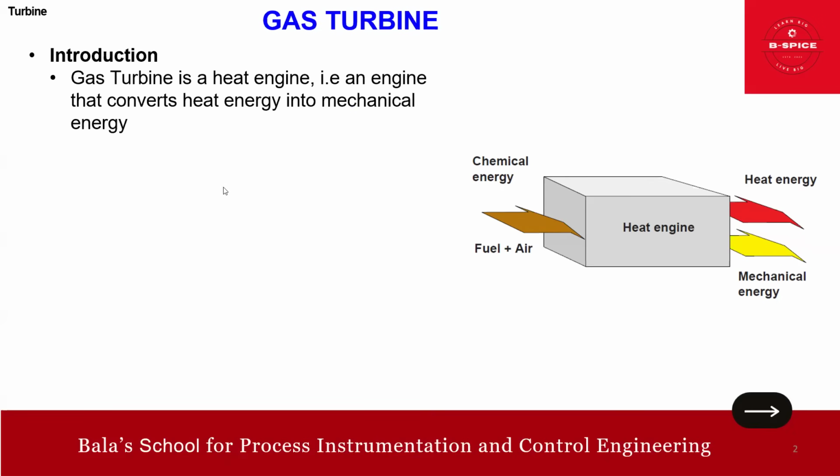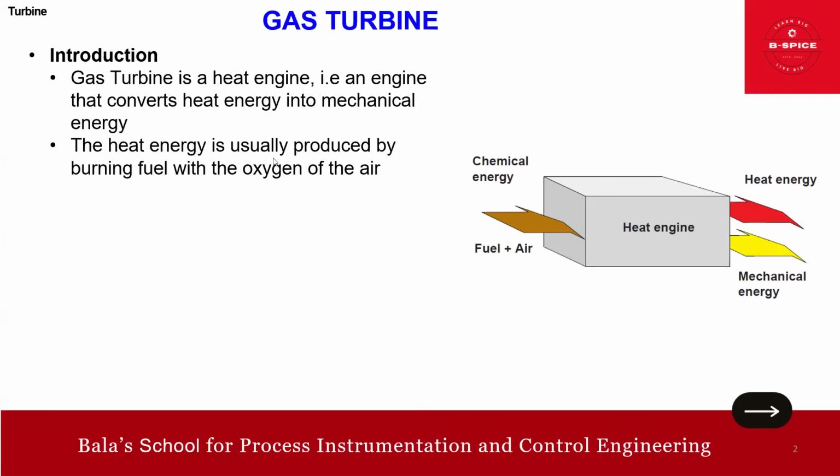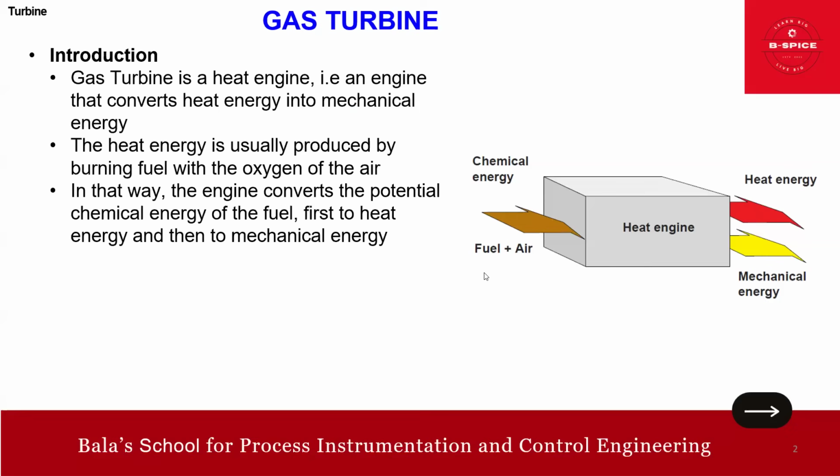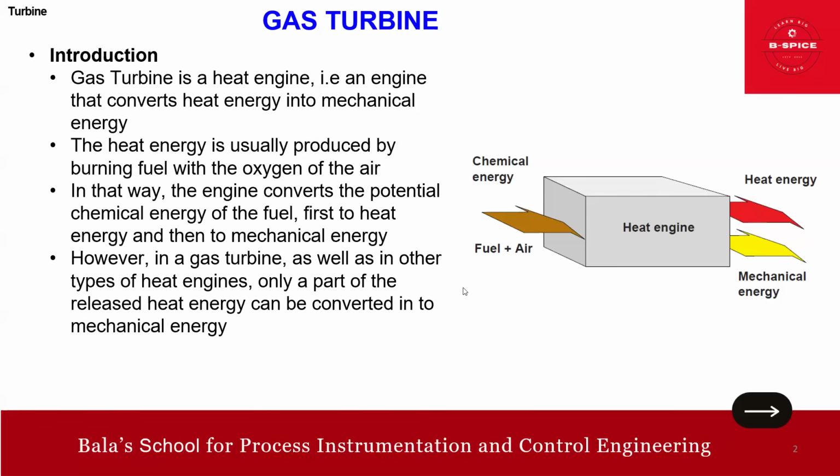See, a gas turbine is a heat engine, an engine that converts heat energy into mechanical energy. So here the heat energy is usually produced by burning fuel with the oxygen of the air, right? In that way, the engine converts the potential chemical energy of the fuel first to heat energy, then into mechanical energy. So this is the basic concept.